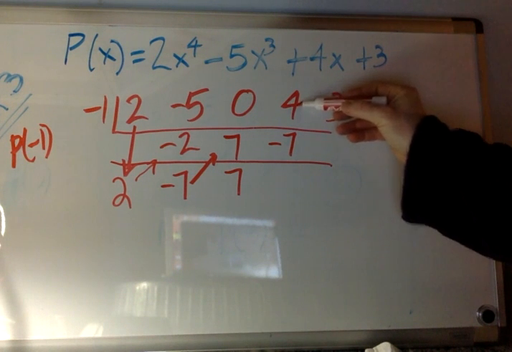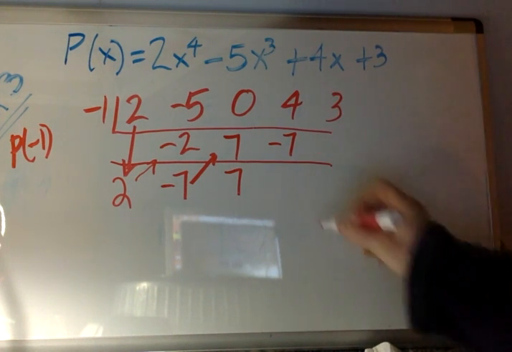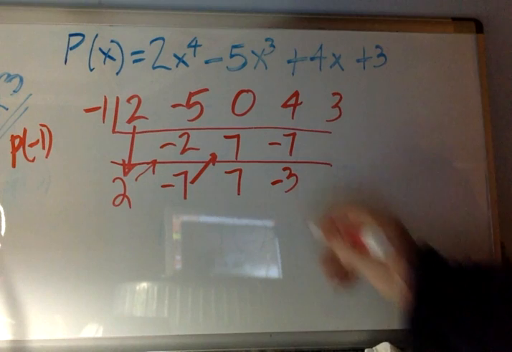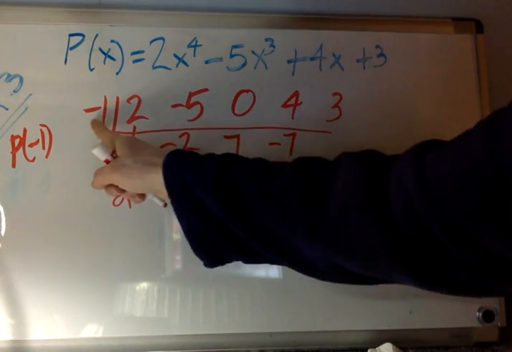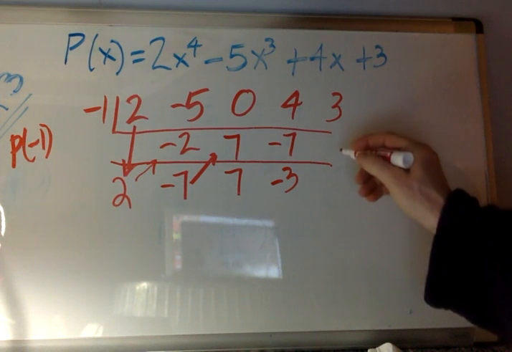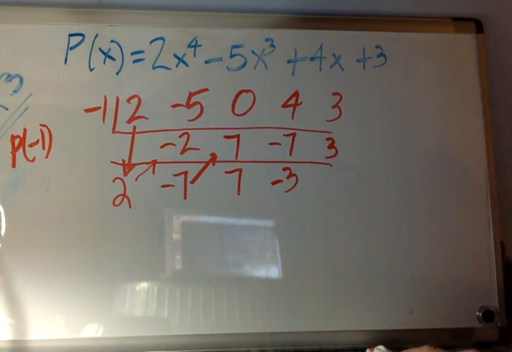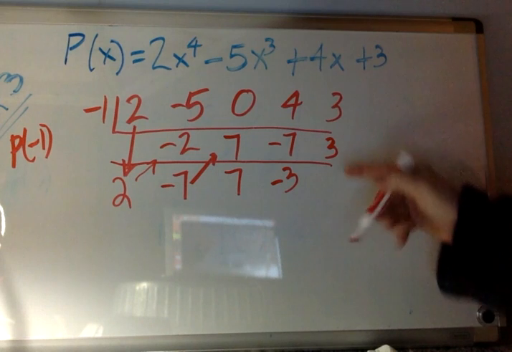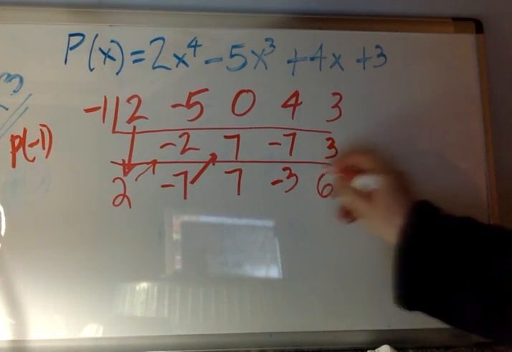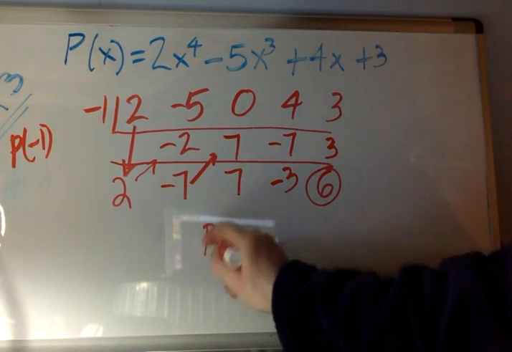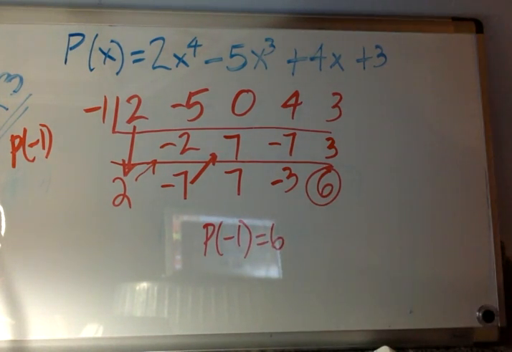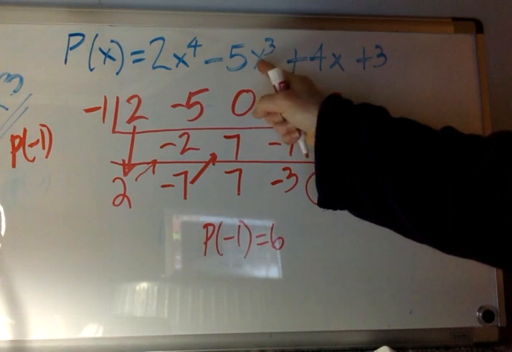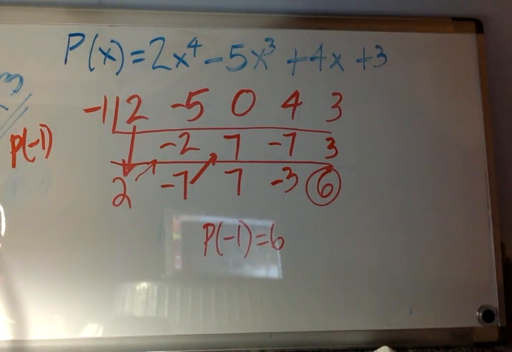And then add 4 to negative 7, and I get negative 3. Now I multiply negative 3 times negative 1 to get positive 3. And when I add 3 to positive 3, I get 6, meaning that P of negative 1 should be 6. You should have gotten the same thing when you plugged in negative 1 directly. You should have gotten that P of negative 1 equals 6.